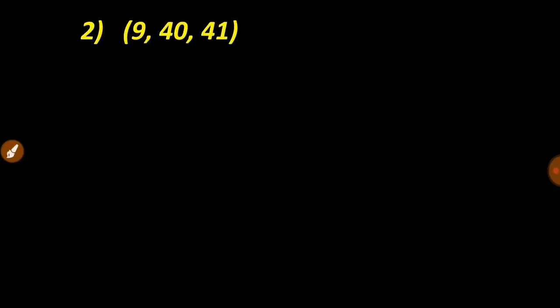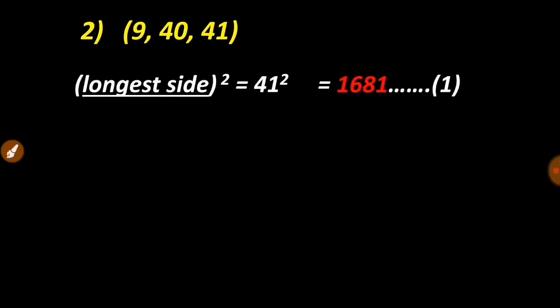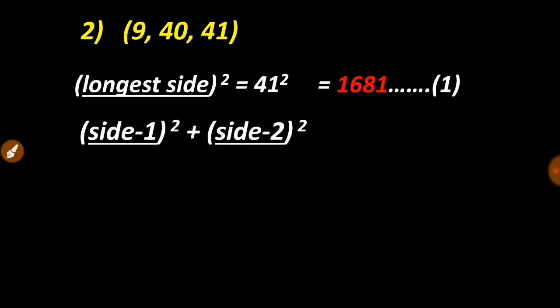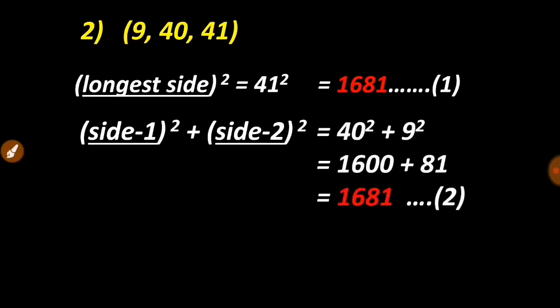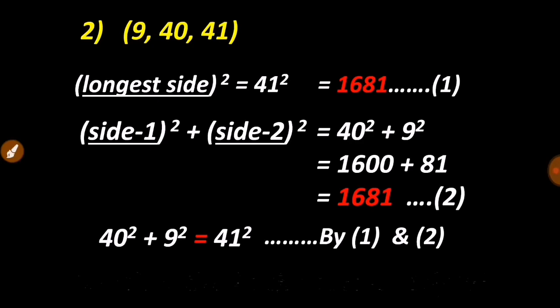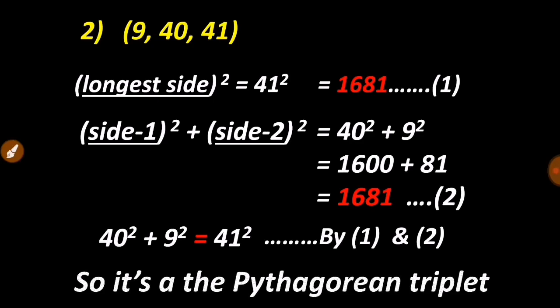If sides given to us are 9, 40 and 41, then my first step includes square of longest side, that gives us 1681, correct? Now the second step includes sum of square of remaining two sides, correct? So we have side 1 square plus side 2 square as 9 square and 40 square. So what do we get? After adding them again we get same number, right? And if these two numbers are same, then we can say that from 1 and 2 this is nothing but Pythagorean triplet. So let's try another question.